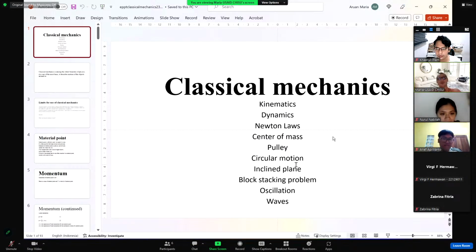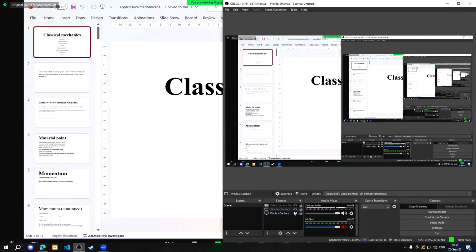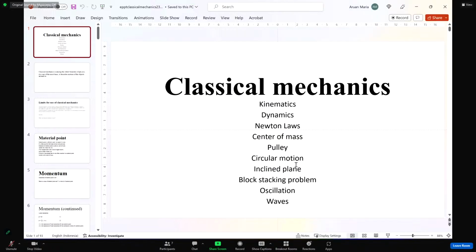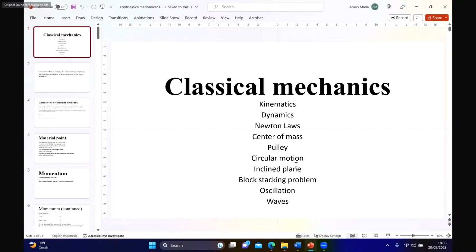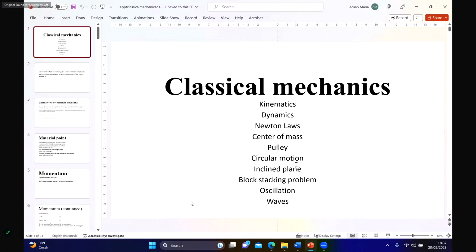Okay, let us start. So here is the first slide. Can you see that? It says classical mechanics. And then subtitles: kinematics, dynamics, Newton's laws, center of mass, pulley, circular motion, inclined plane, log stacking problem, oscillation, and waves. Can you see that?